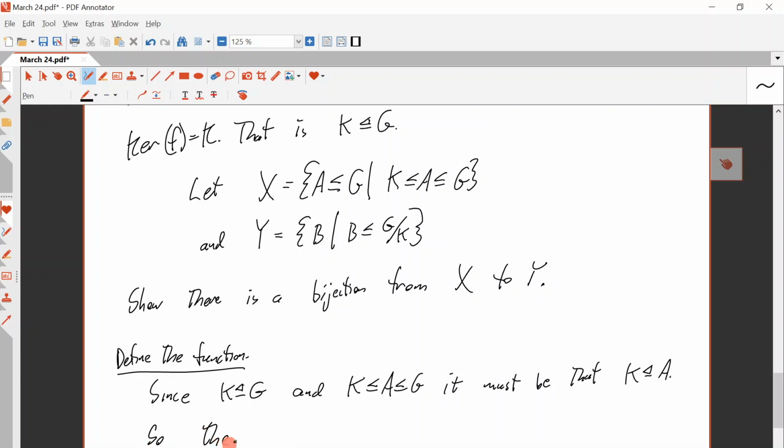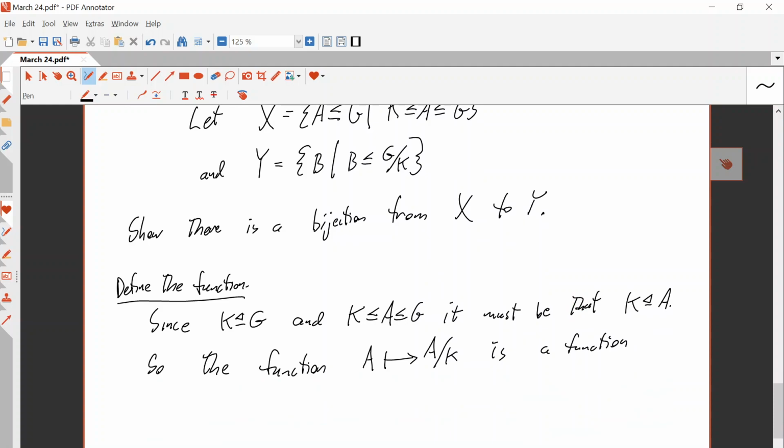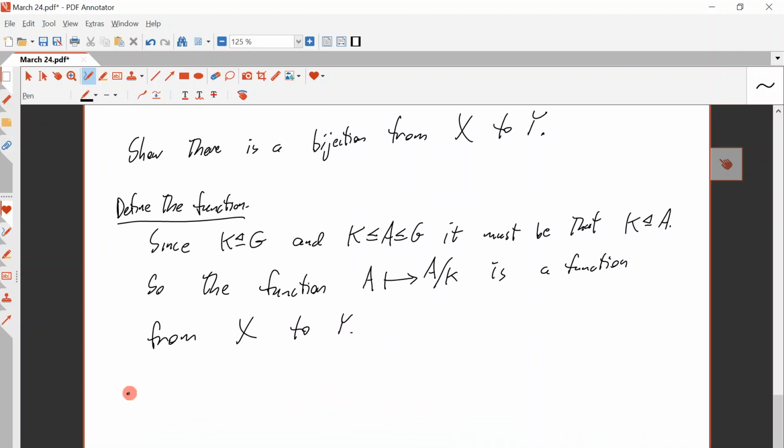So the function A goes to A mod K is a function from X to Y. Not a homomorphism, just a function. It's not a homomorphism because these aren't even groups, they're just sets. From X to Y. All right, so now we want to show the function is surjective.